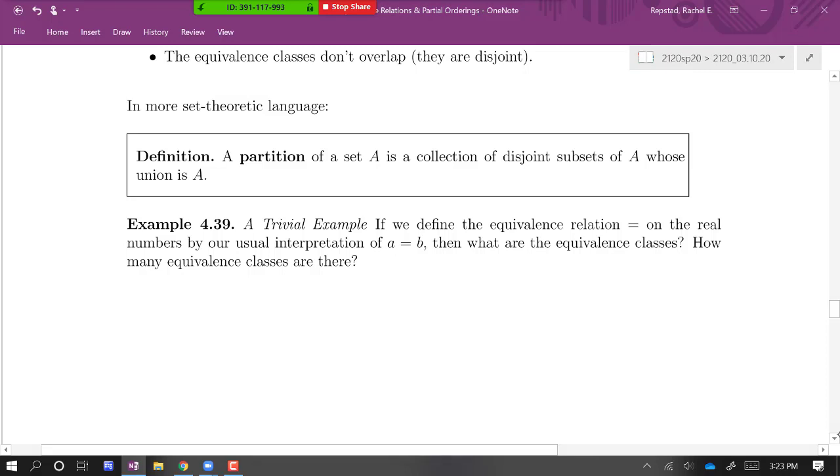Here's a simple example. We're going to define the equivalence relation. I'm not going to ask you to show that it's an equivalence relation, although you could. It would take maybe 2 or 3 seconds. We're going to define the equivalence relation equals on the real numbers by our usual interpretation of what it means to say A equals B. A and B are related if and only if they're equal, if they're the same number. What are the equivalence classes of this relation?